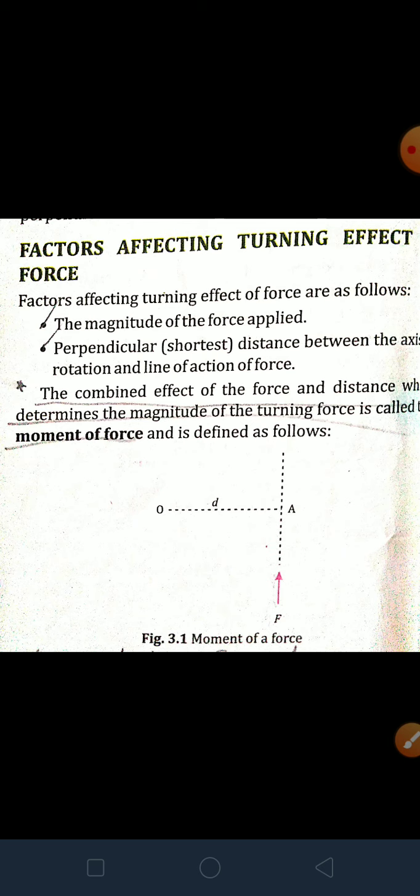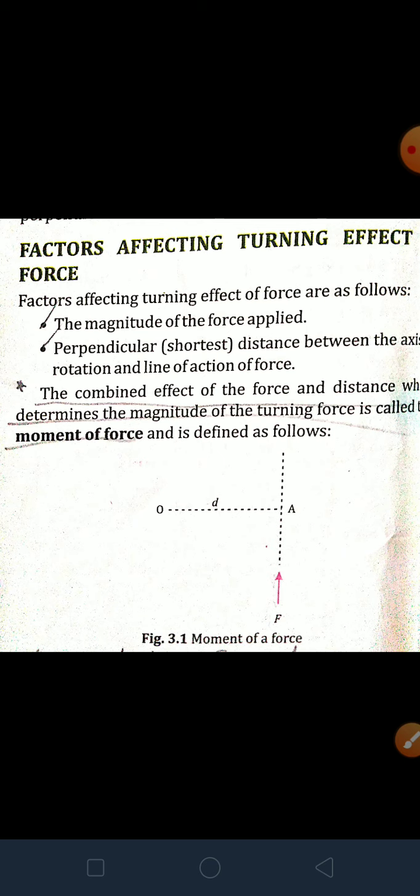The doors are installed by hinge at one side and the handle is fixed at the larger distance from the hinge. So, a small force is required to produce a large turning effect. It means the distance between application of force and hinge line should be maximum so that we apply less amount of force. So today we will discuss what are the factors affecting turning effect of force.